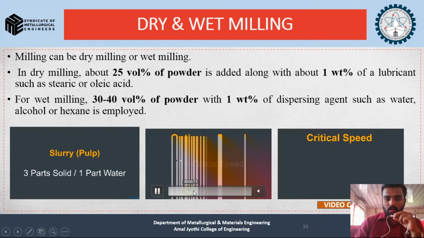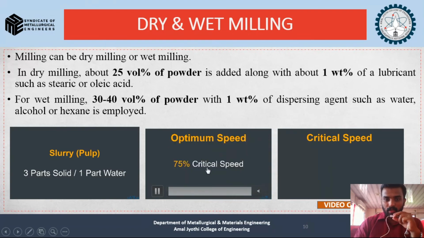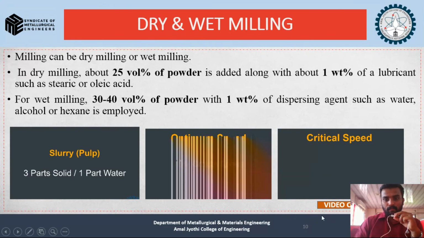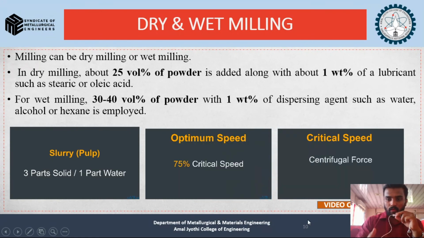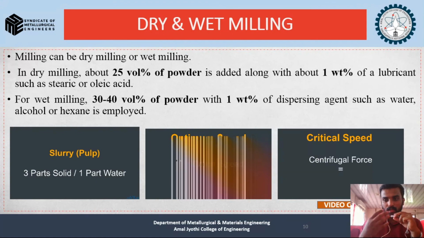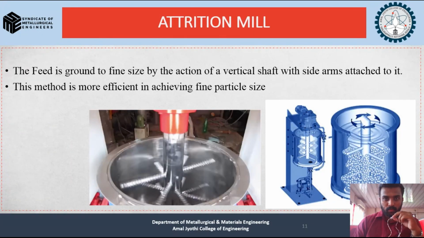And we have the optimum speed for the roller. I'm sorry for the technical issues we are facing now. The optimum speed for this particular ball milling will be 75% of the critical speed. What do you mean by critical speed? The critical speed is the point where the centrifugal force is equal to the force of gravity. We have the rotational movement, and the centrifugal force is making the particle rotate.